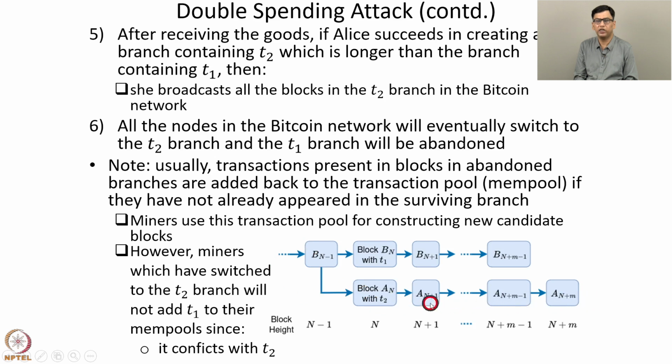Now what happens to the transaction T1? Normally transaction T1 would have been put back into the mempool by miner nodes, and it would eventually have become part of the blockchain. But here miners see that T1 conflicts with T2, and T2 is already present in the blockchain. So miners will discard T1 and they will not include T1 in the candidate blocks that they mine. Hence T1 will never be included in the blockchain.